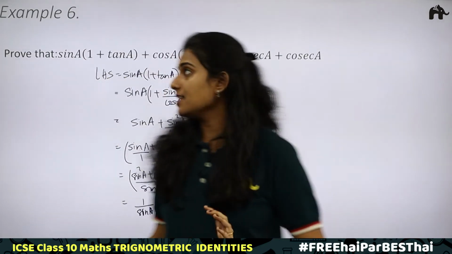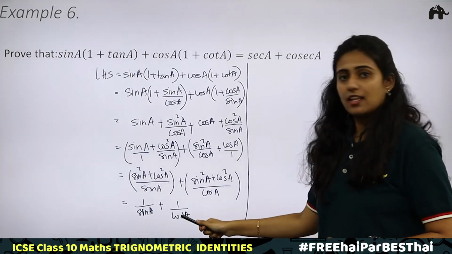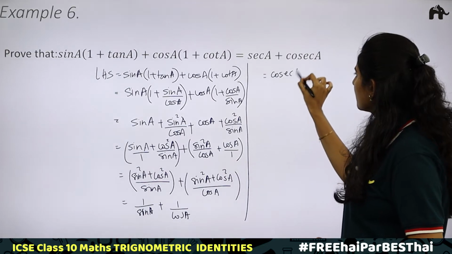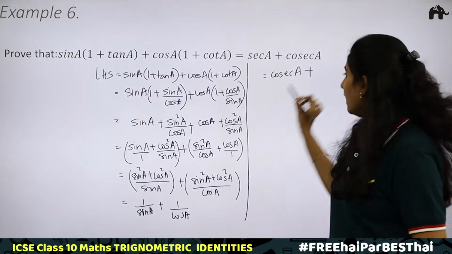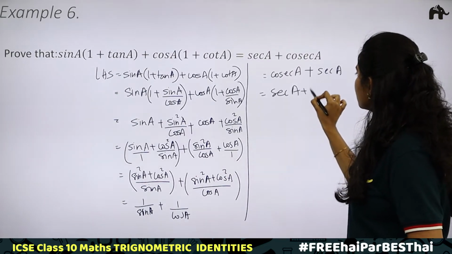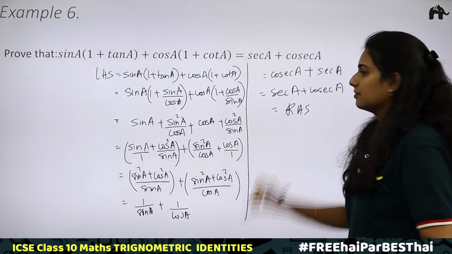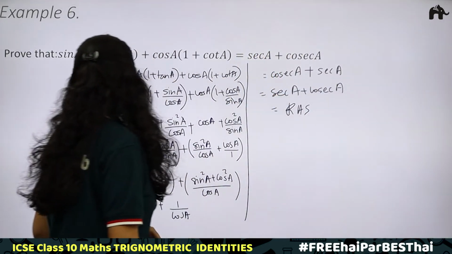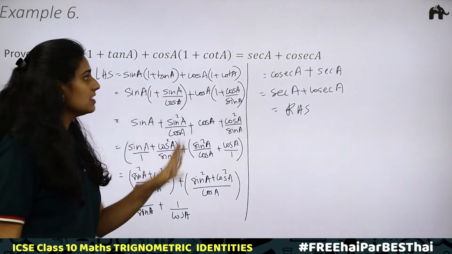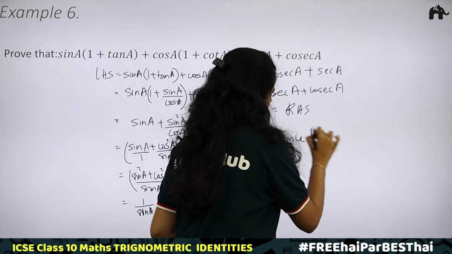What is there in the RHS? RHS we need sec A plus cosec A. This is cosec A and this is sec A. 1 by sin A is cosec A plus 1 by cos A sec A. That is equal to sec A plus cosec A, which is the required RHS. So we have proved sin A into 1 plus tan A plus cos A into 1 plus cot A is equal to sec A plus cosec A. Hence proved.